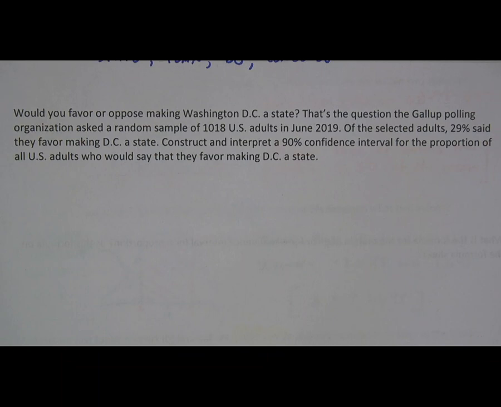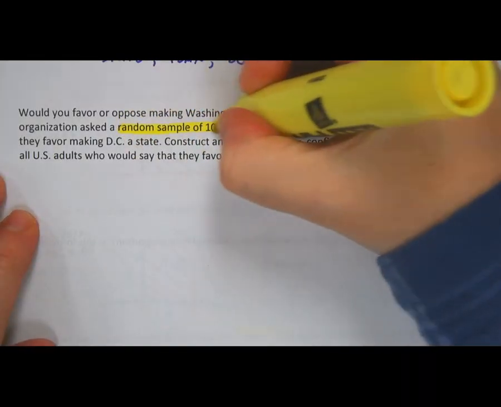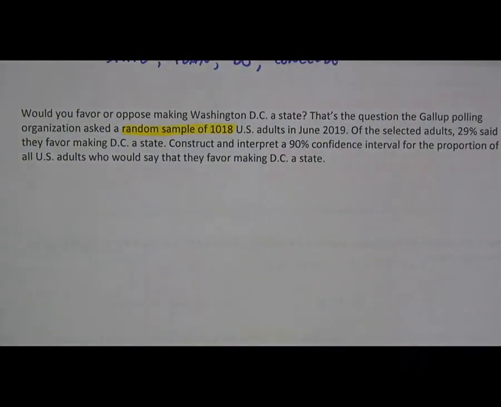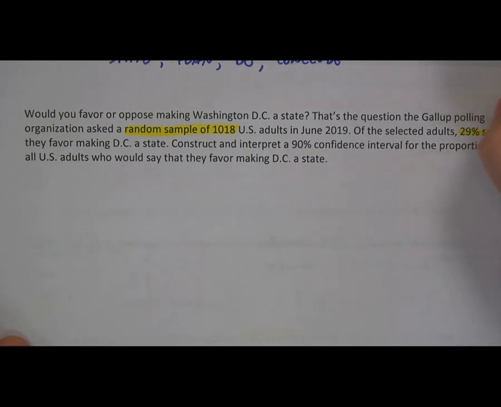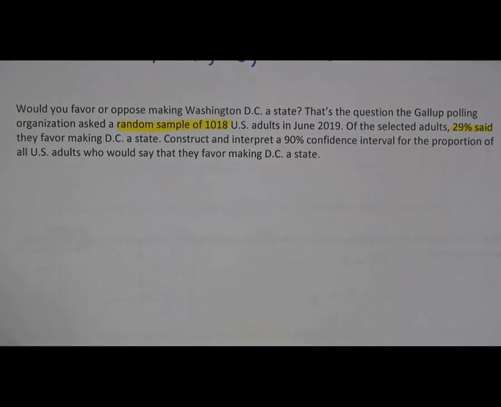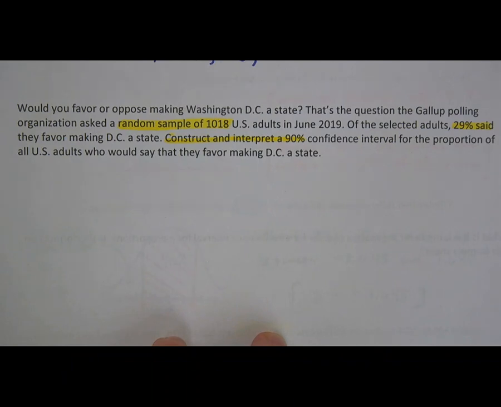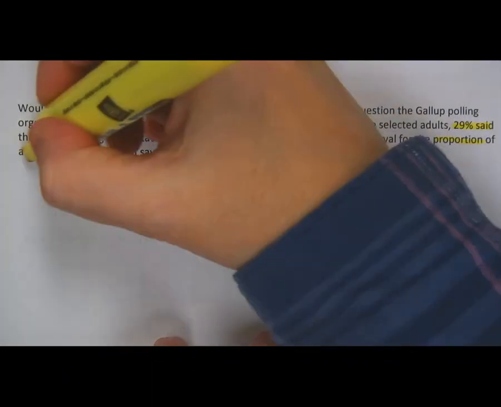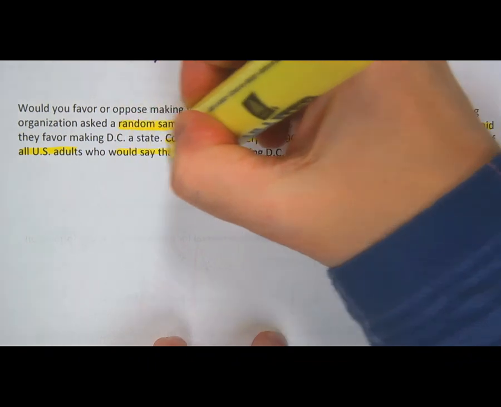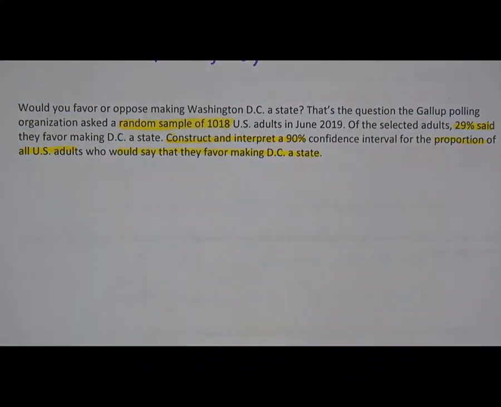Would you favor or oppose making Washington, D.C. a state? That's the question. The Gallup polling organization asked a random sample of 1,018 U.S. adults. Of the selected adults, 29% said that they favor. So there's our statistic. 0.29 is the proportion in the sample who said that they favor making D.C. a state. Construct and interpret a 90% confidence interval for the proportion of all adults in the U.S. who say they favor making D.C. a state. All right.